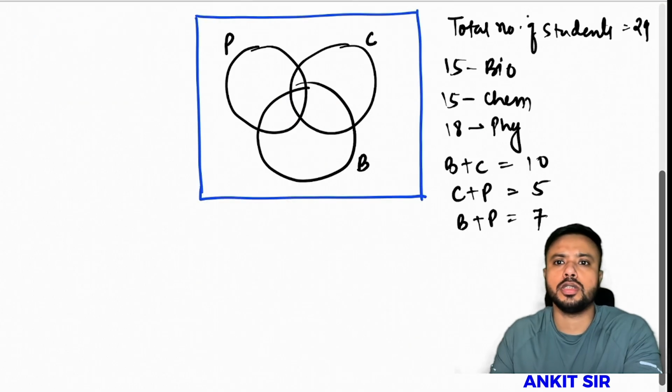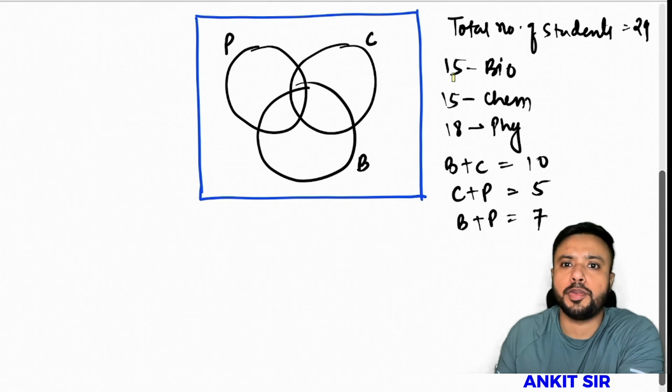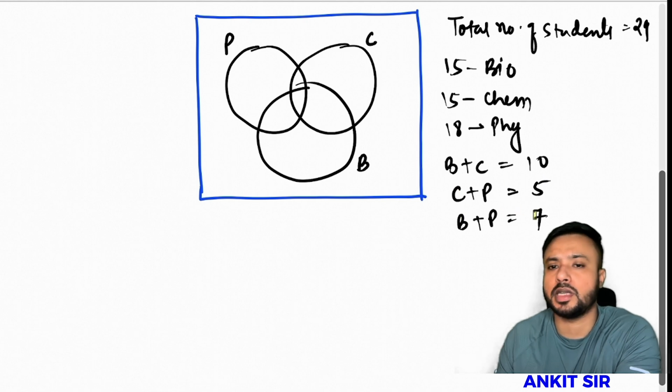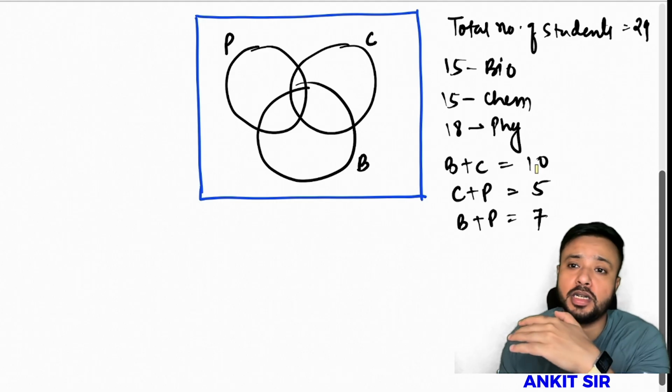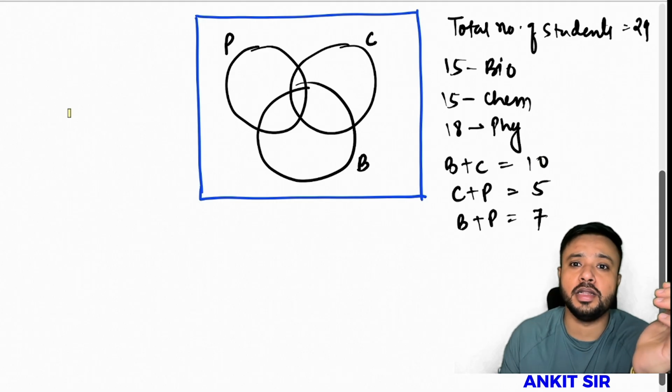So this is the question. Let's say in a school we have a total number of students as 29, and 15 of them have taken bio, 15 have taken chemistry, 18 have taken physics. Bio plus chem is 10, chemistry plus physics is 5, and bio plus physics is 7. If you add all of them right now, you will see that the number is exceeding beyond 29. So clearly there are overlaps in these numbers.